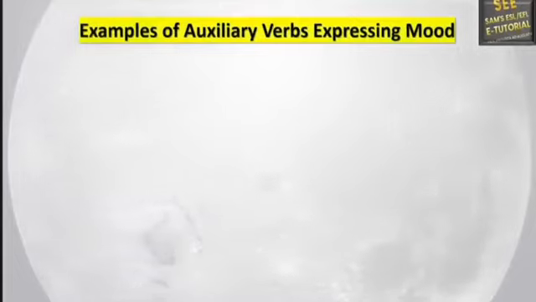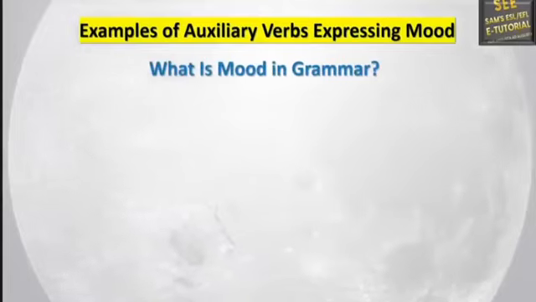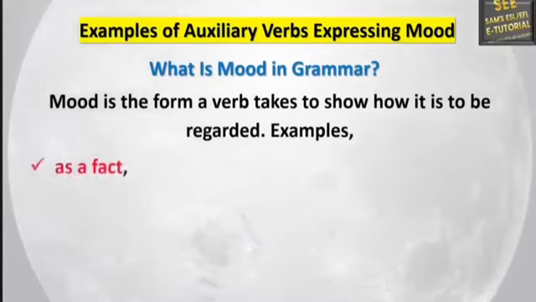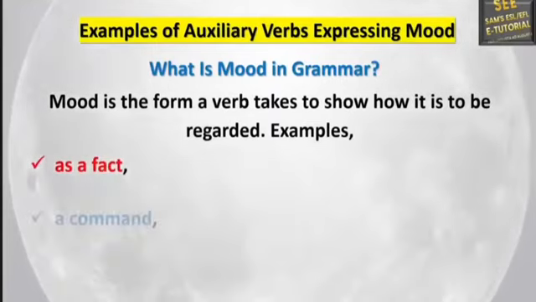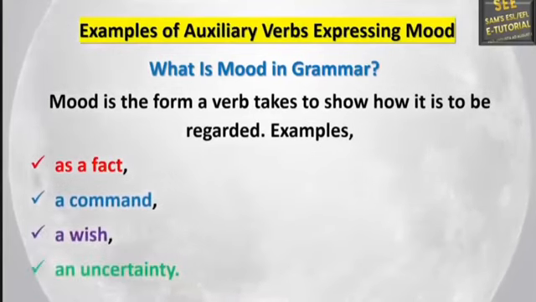Now, primary auxiliary verbs can also help us express mood. Now, let's take a look at what we mean by mood here. When we talk about mood in grammar, mood is actually the form a verb takes to show how it is to be regarded. So a verb in a sentence can be regarded as a fact, a command, a wish, and of course an uncertainty. So mood can express any of these four.